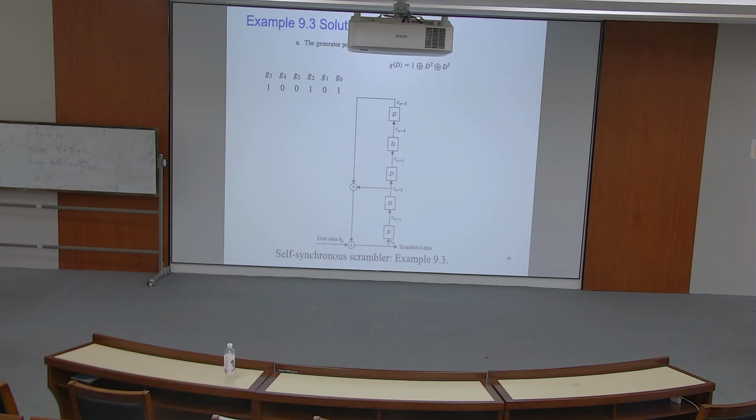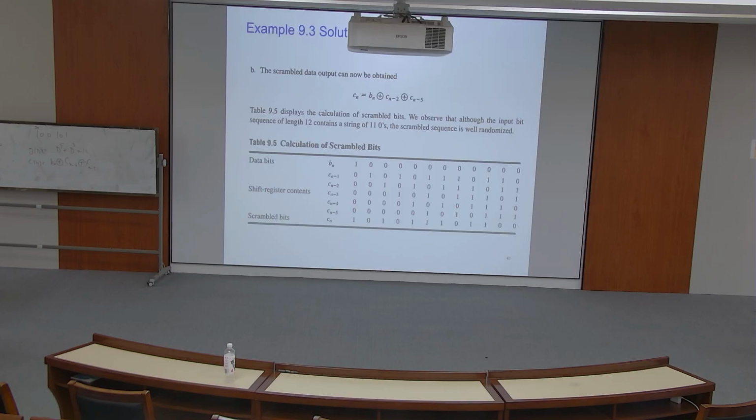Now here is a sketch, and here the scrambled data, right? The scrambled data output is given by this equation, Cn plus Cn minus 2, plus modulo Cn minus 5. And now we can write down our data in a table like this. We have data, and then we have this shift register, and then we have this scrambled data, right?